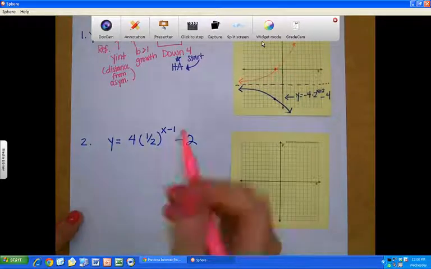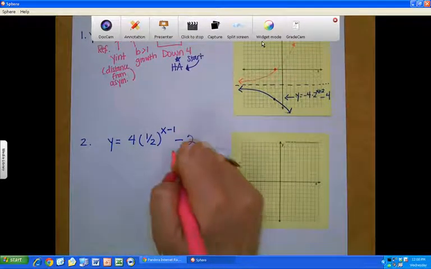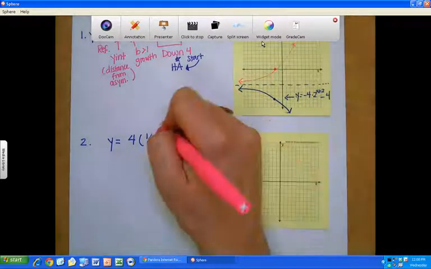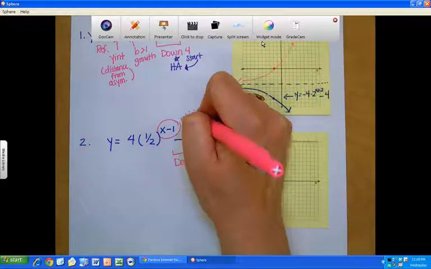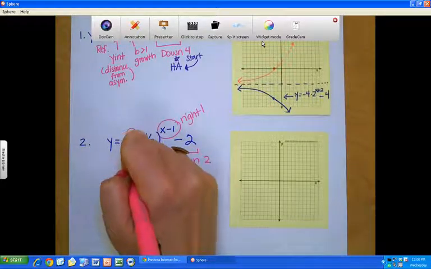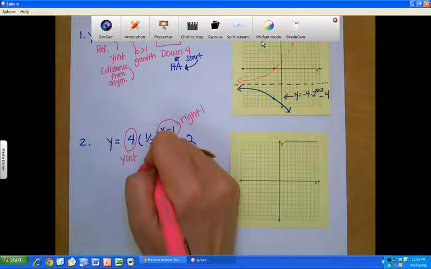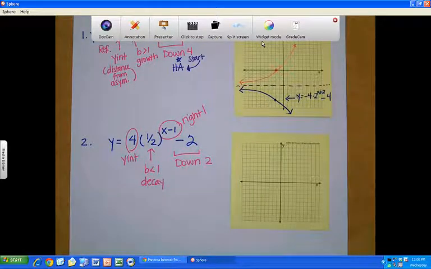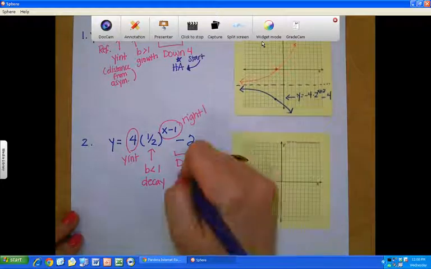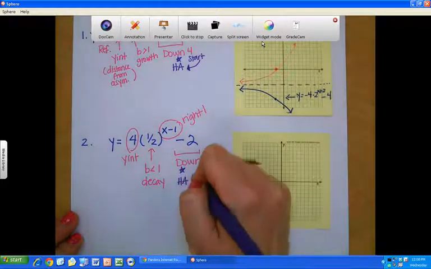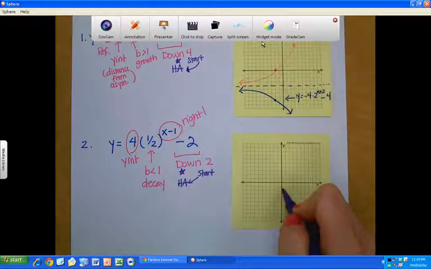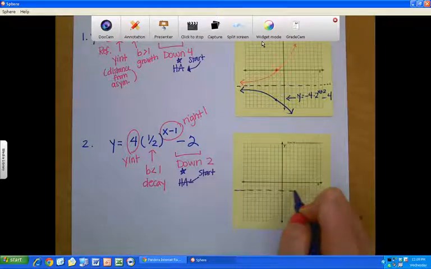Okay, hopefully you've had a chance to try this. Let's go over this. So this goes down 2, this goes to the right 1, this is my y-intercept, there's no reflection here, this is my b, and since it's less than 1, it's decay. Okay? So anytime you're moving up or down, I recommend you starting with your horizontal asymptote. It's much easier that way. So down 2, there's my horizontal asymptote.